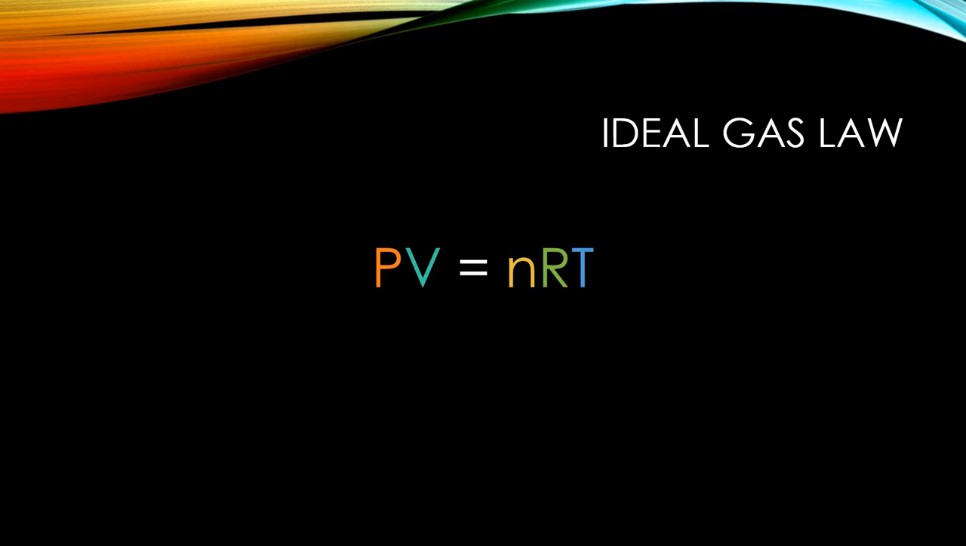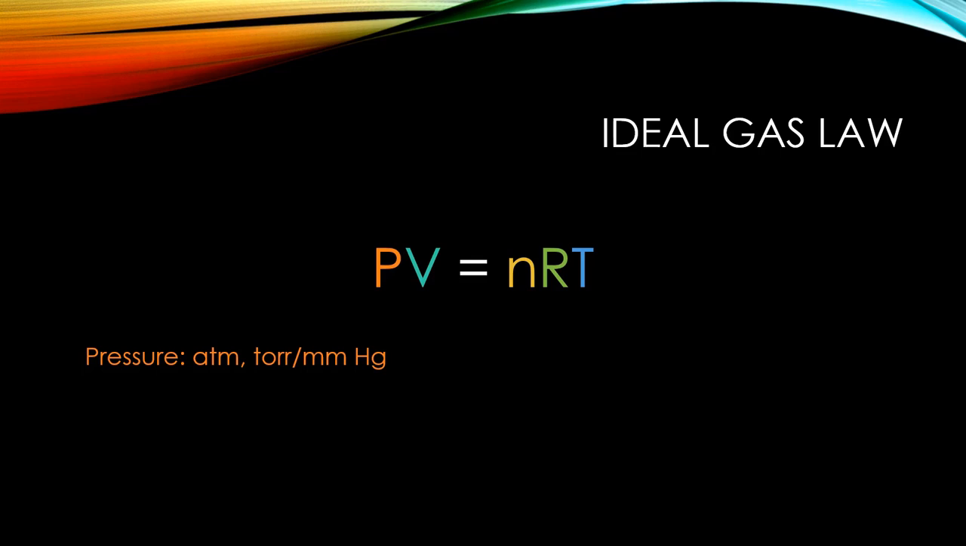Here is what we call the ideal gas law. If you're a chemist, you will remember this for the rest of your life. PV equals nRT. So what do these things stand for? Well, pressure is P, and it is measured in atmospheres, torrs, or millimeters of mercury in this class.